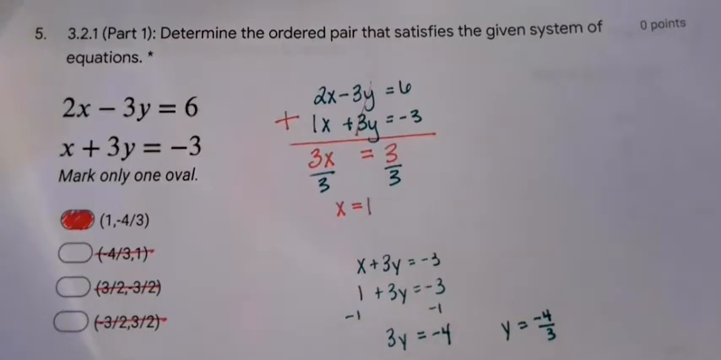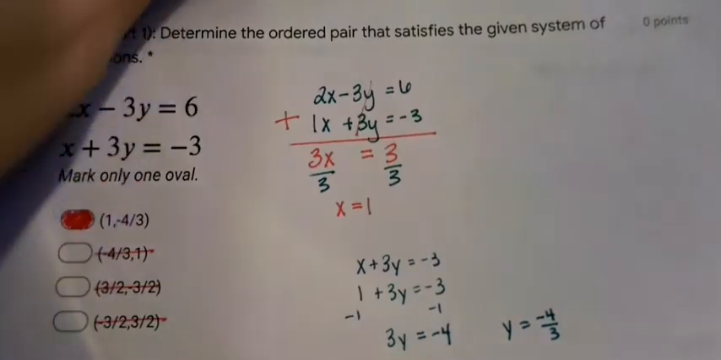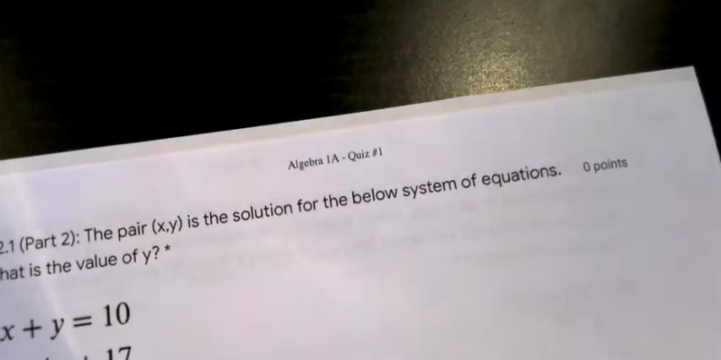So there's another question we're going to go through from the quiz. So I'm just going to flip this over, because 3.2.1 does have 2 parts. And this one asks, the pair x comma y is a solution for the below system. What is the value of y? So we're not asked for the point, we just want the value of y. And for this system, we're going to use substitution because our second equation already has y by itself.